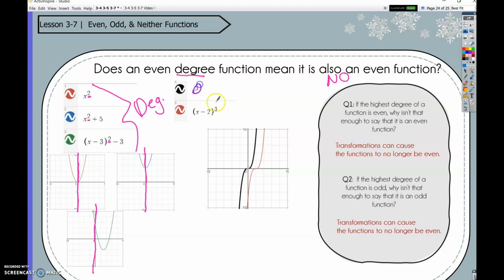My odd degree functions of 3, this first graph seems to be flipping over that little line like a nice little diagonal because that's the black one. That x cubed is odd. But when I shift it, think of like a transformation of moving it to the right too, it no longer folds down this line. It does not go up and then over the x-axis or the x and y-axis. So just because a degree is even or odd, or the power is, does not tell you if the function's even or odd.